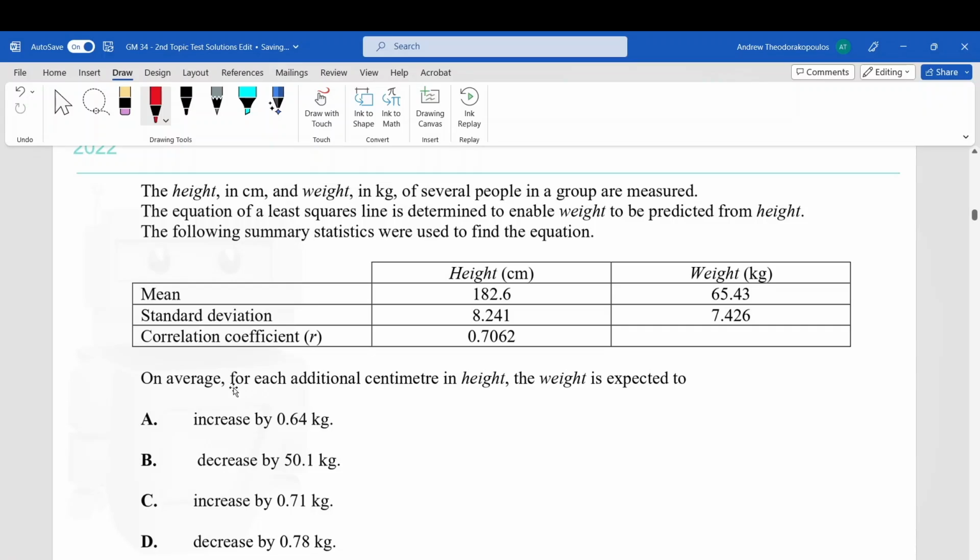This question here, you actually need to recognize, so on average, for each additional centimeter in height, the weight is expected to... Now, the hardest thing is to recognize that this is actually asking you for the slope.